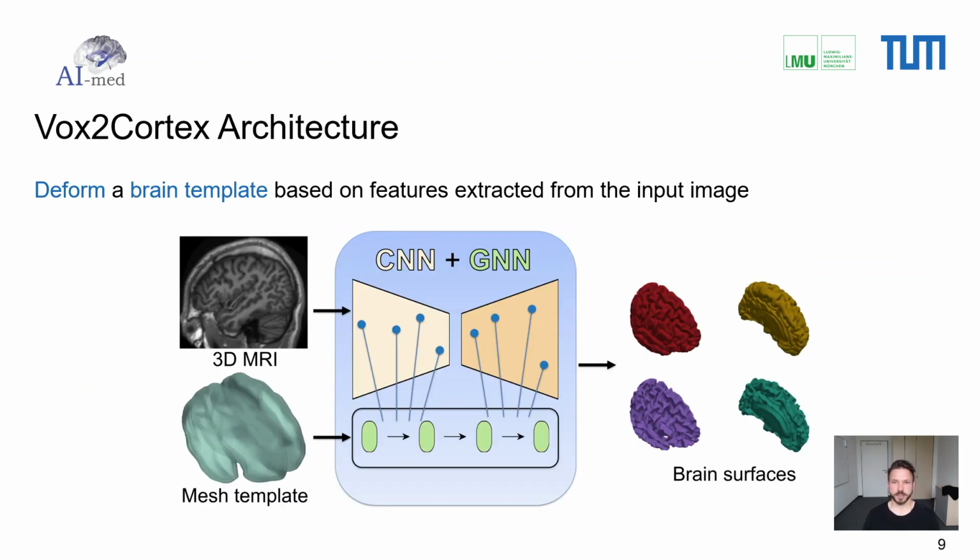With Vox2Cortex, we address these limitations and we propose an architecture that takes a 3D MRI image together with a mesh template as an input. A combination of a convolutional and a graph convolutional network computes a deformation for the mesh template such that we get as an output 4 surface meshes, namely the inner and outer surfaces for each hemisphere.